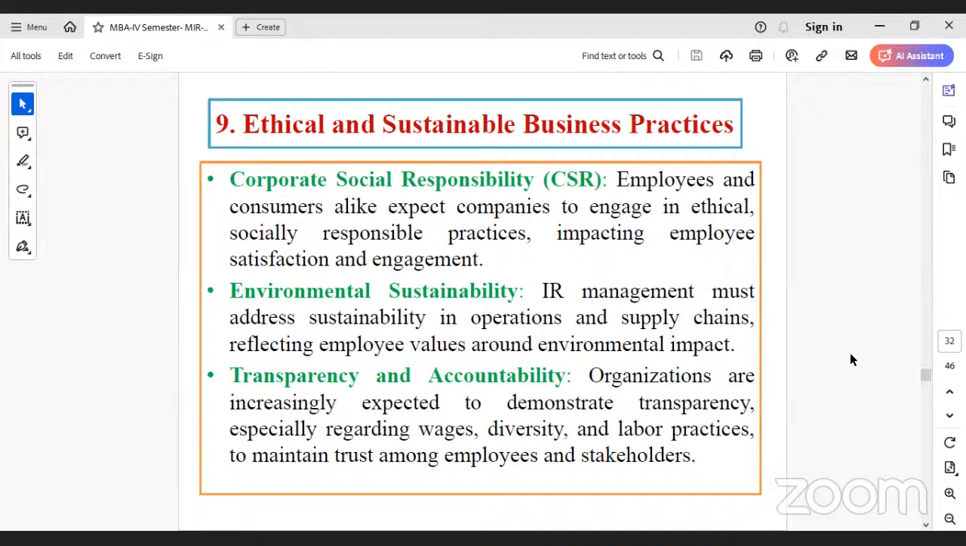So generally, these are small examples of environmental sustainability. And what are transparency and accountability? So organizations are increasingly expected to demonstrate transparency, especially regarding wages, diversity, and accountability. So we have discussed that now.